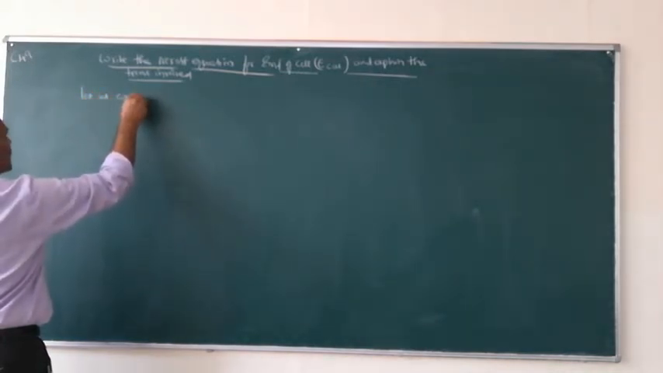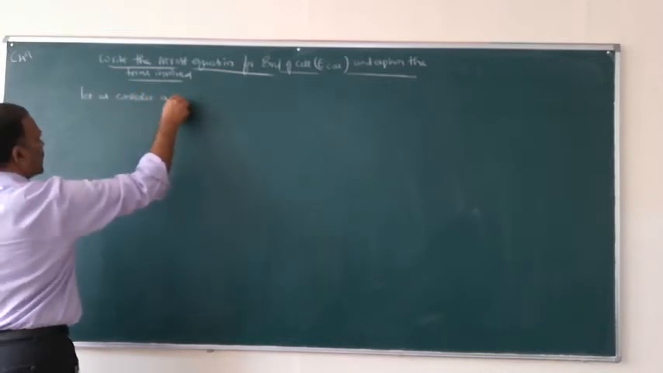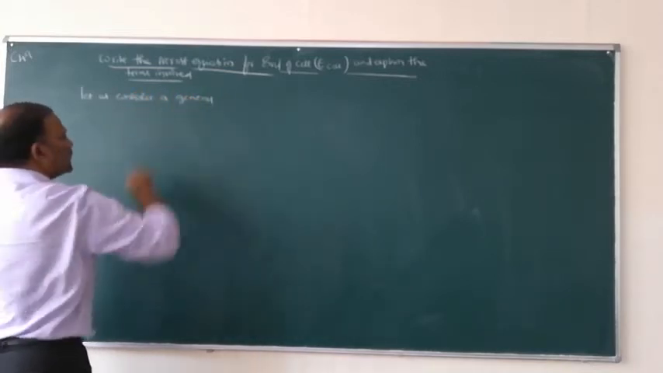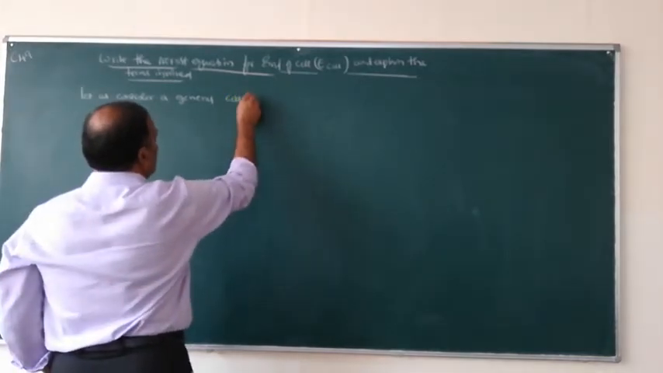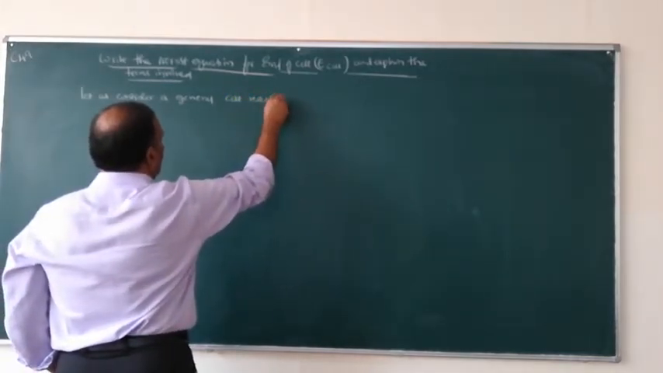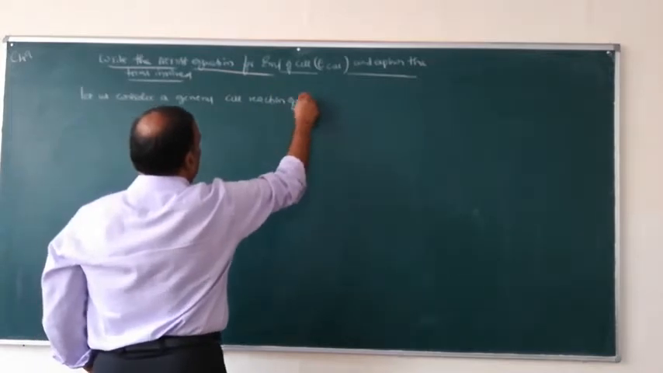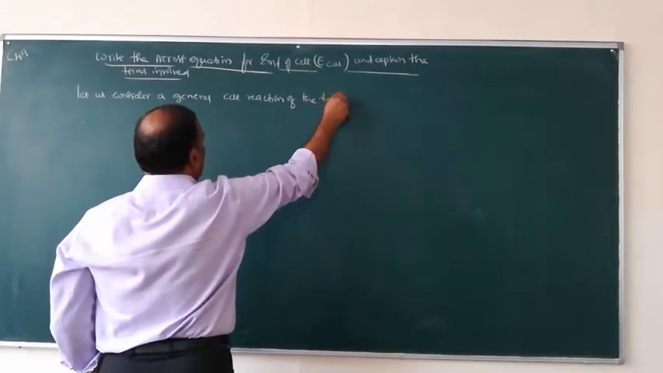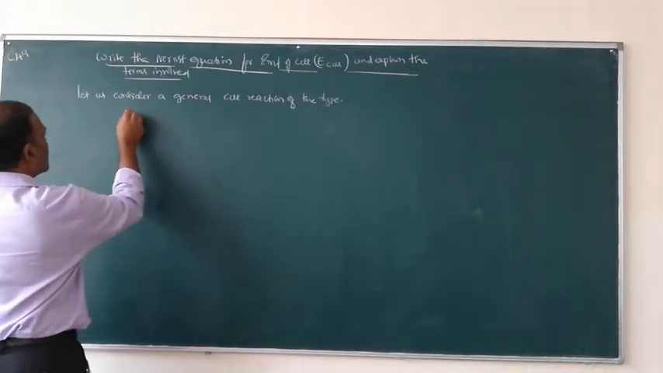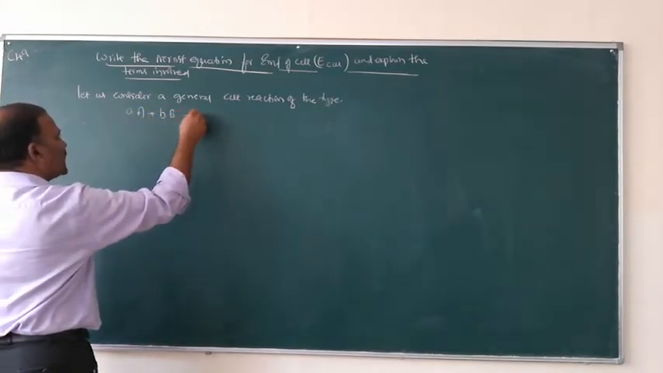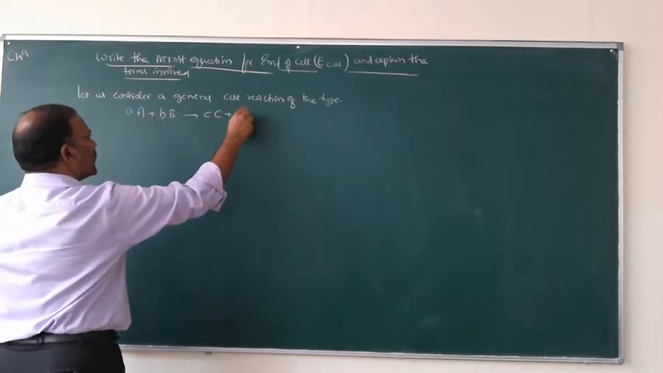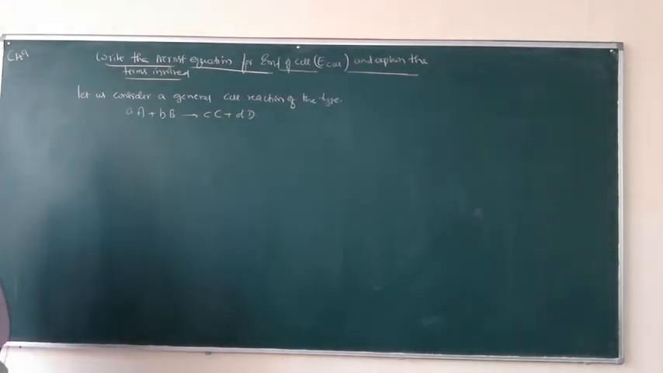Let us consider a general cell reaction of the type aA plus bB gives cC plus dD. So it is a general cell reaction.